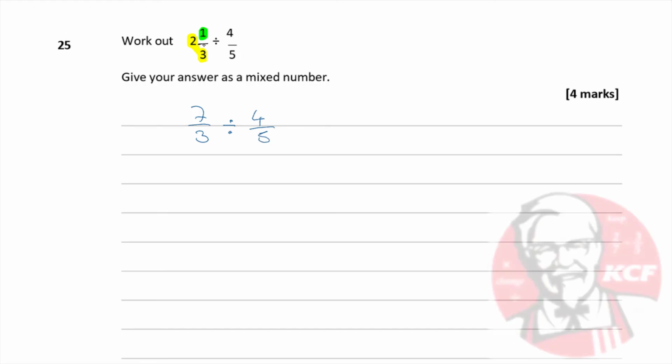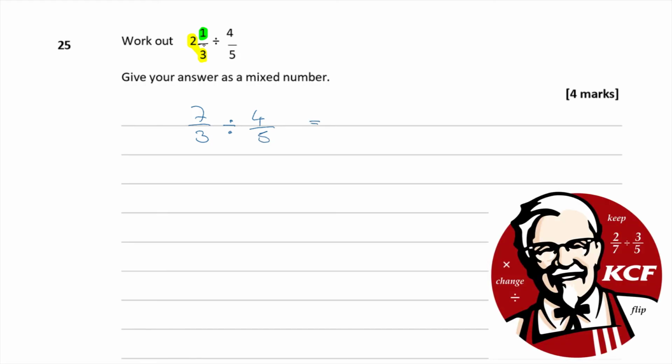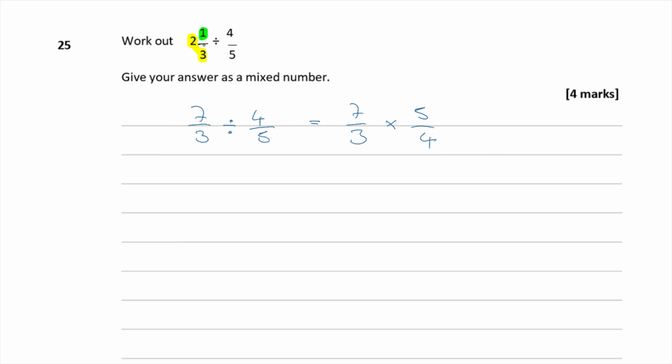So I've got 7 thirds, and I'm dividing it by 4/5. Now again, we just did this a minute ago. We've got some more fraction division. So keep the first one the same. Change the divide into multiply. Flip the second fraction over. Keep, change, flip. KCF sounds a little bit like a popular fast food chain. Other food chains are available. So 7 thirds times 5 quarters. What's that then? Can't cancel anything down, so I'm just going to go ahead and multiply. 7 times 5 is 35. 3 times 4 is 12.